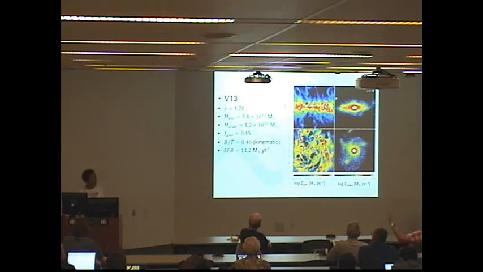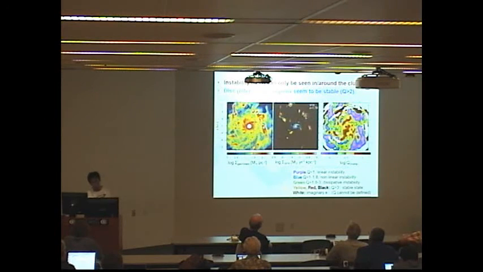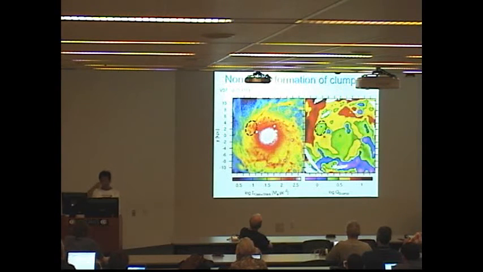Okay, next one. Next galaxy, next sample, and this galaxy has a high gas fraction, but the result is the same. We can see many galaxies here, and the unstable region with purple color can be seen around the clumps only. So the interclump region has Q higher than 1, green or yellow. So the interclump region has high Q.